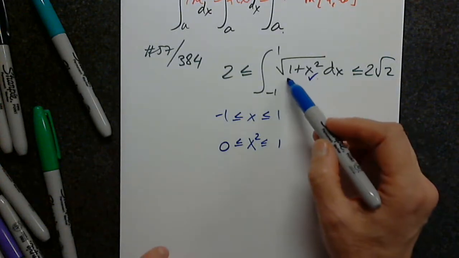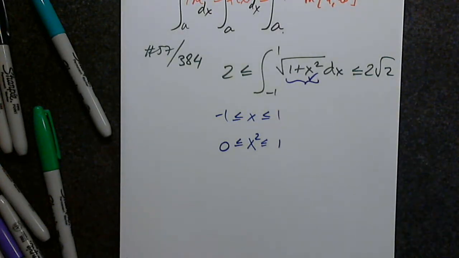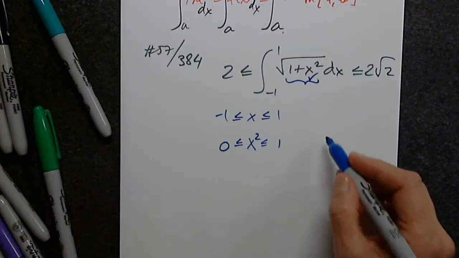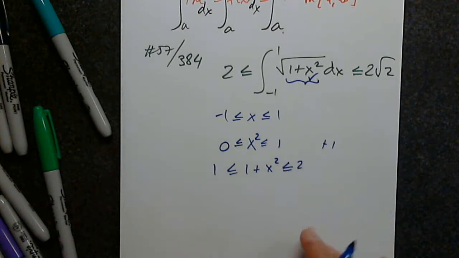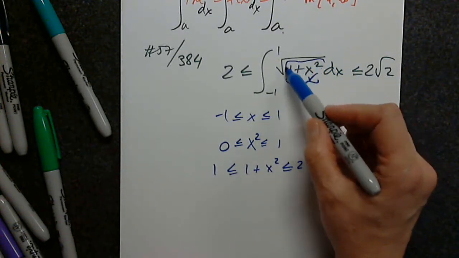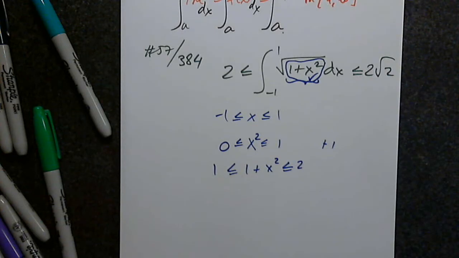What do you think I'm going to do next to all three sides of this compound inequality? Exactly. So 1 is less than or equal to 1 plus x squared, which is less than or equal to 2. So now I built the inside. Now, look at the function. What do you think I'm going to do? Just tell me what.